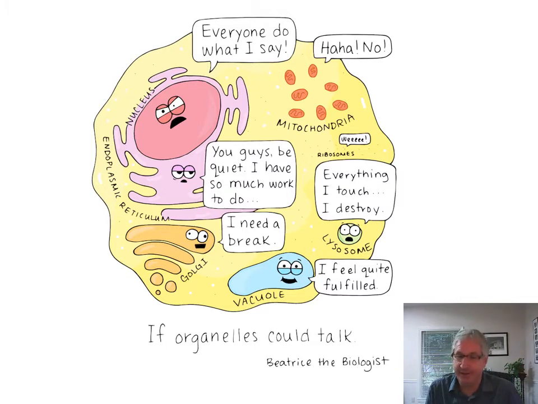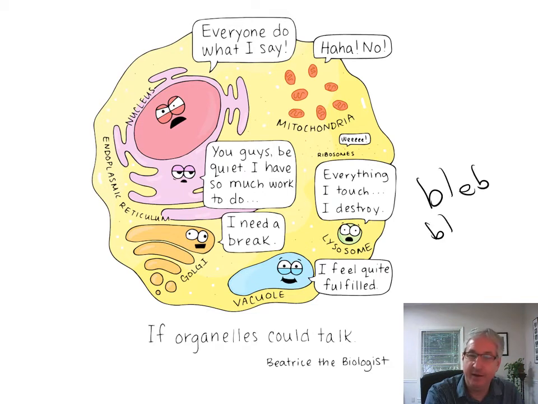And the Golgi apparatus is like, man, I'm making all this stuff and I'm blebbing off these little vesicles. It's called blebbing, actually. You bleb off these vesicles from the Golgi, and those go to the cell surface.